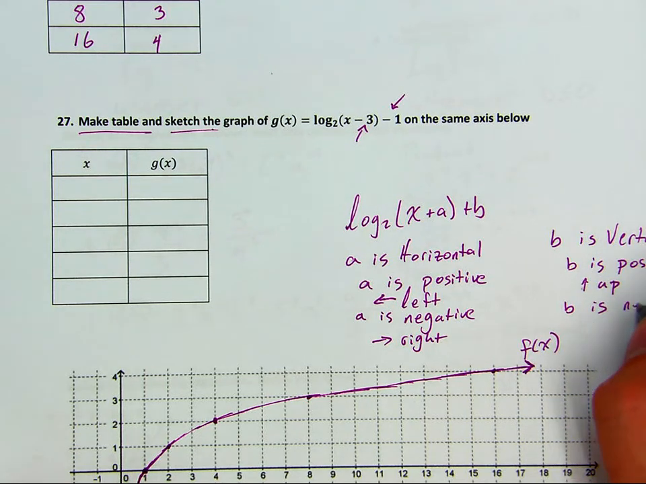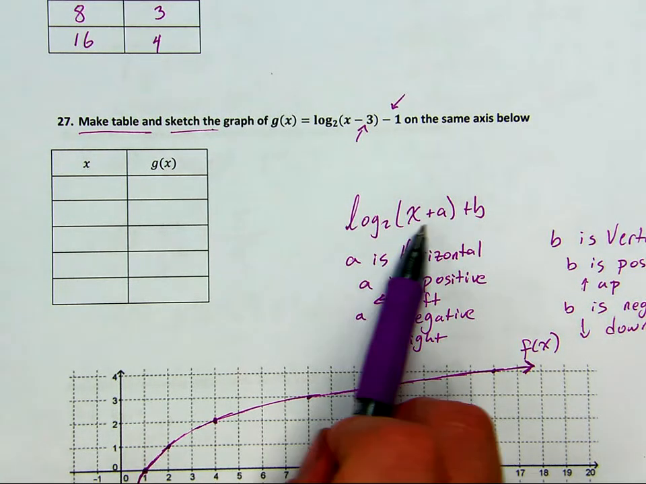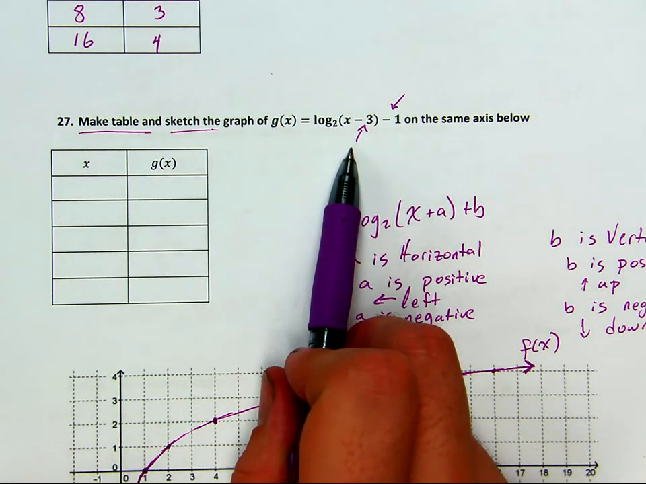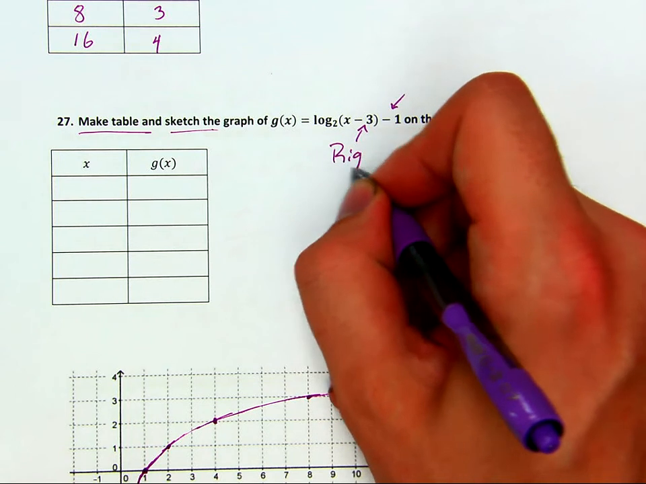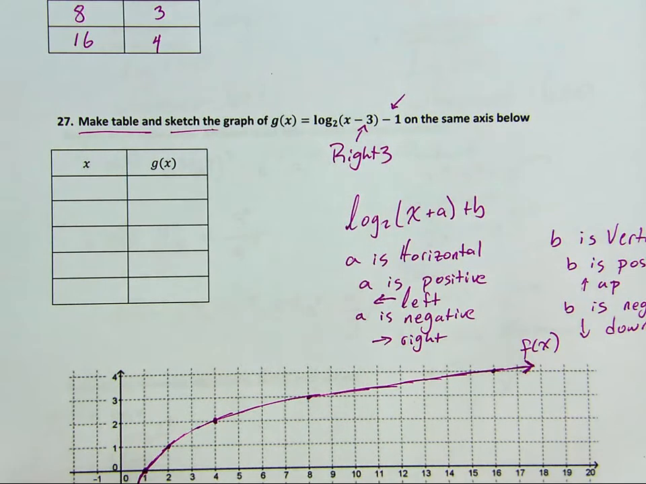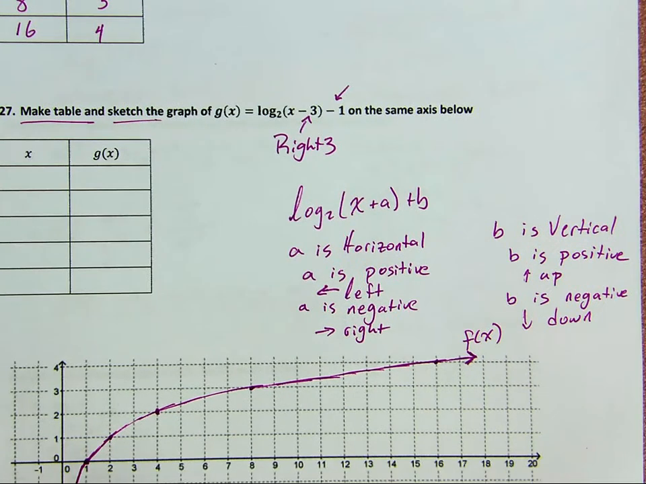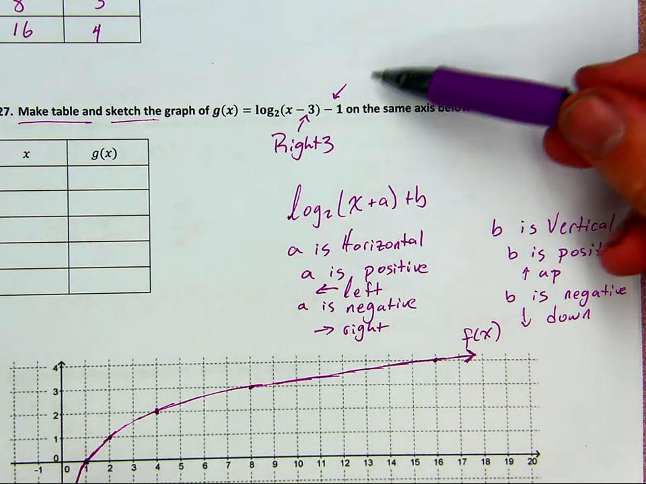So in this case, this a value is negative 3. Because that is a negative, our graph is going to go to the right, and in particular, it will go to the right 3. Now, this value here, negative 1, is our b value, so we have a vertical shift. Because that is negative, we're going to go down, down 1.